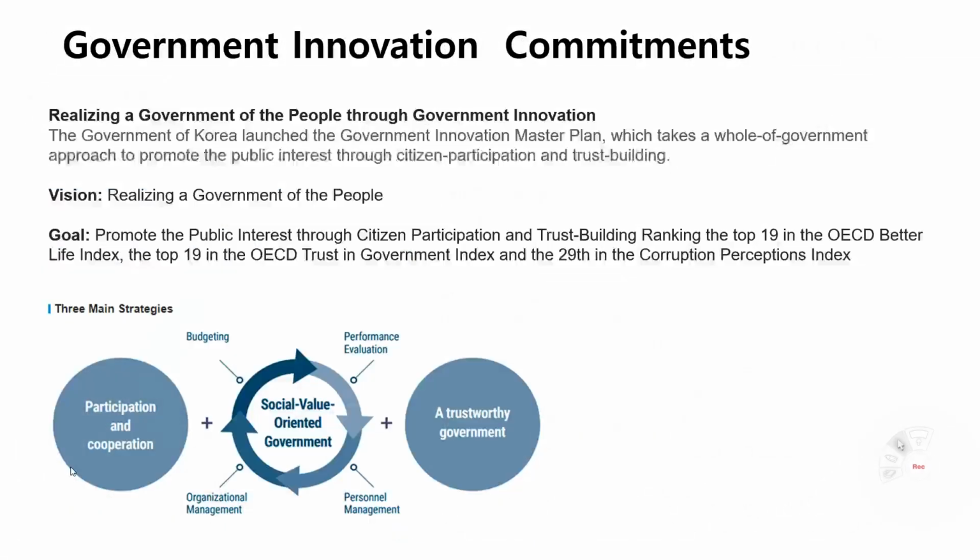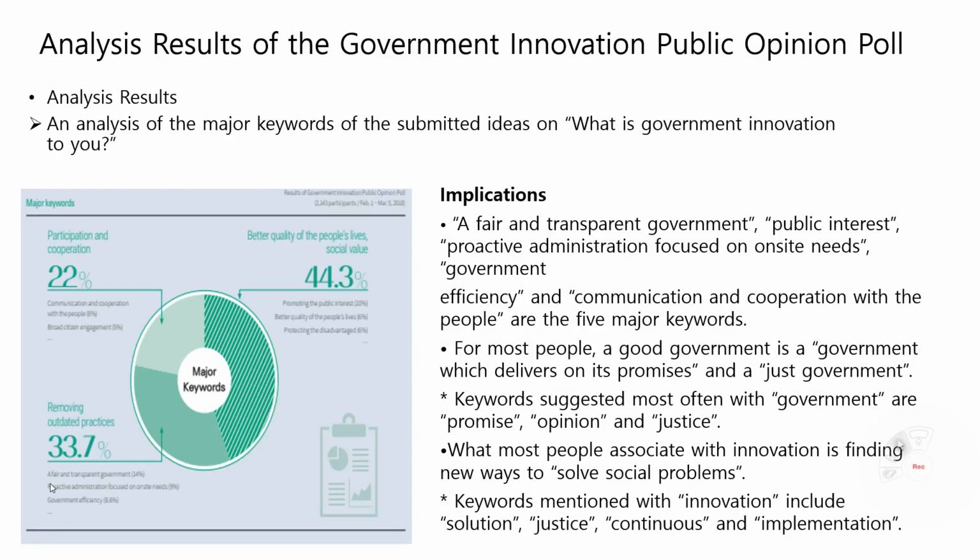And the removing outdated practice includes the fair and transparent government and proactive administration, focus on on-site need, and also government efficiency. This is the implication of a fair and transparent government, public interest, proactive administration, focus on on-site need in government.